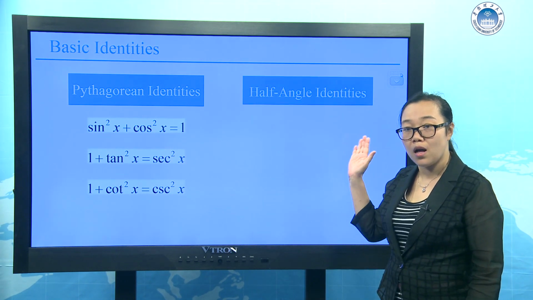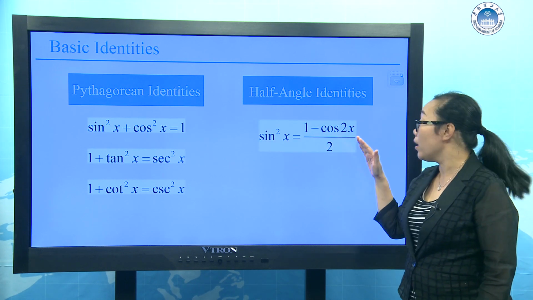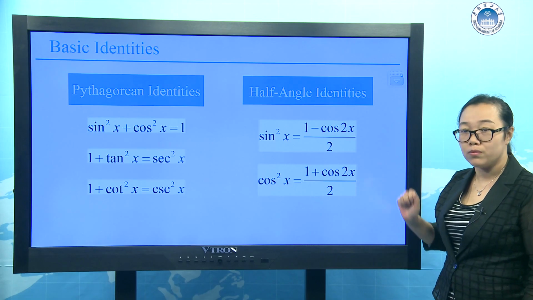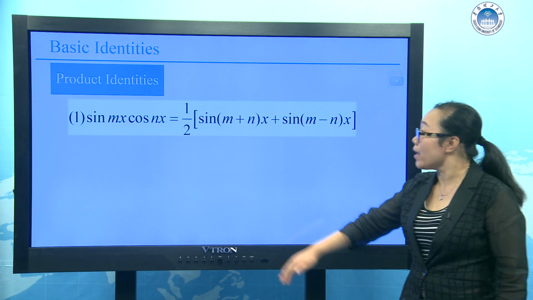Do you remember the half-angle identities? Sin x squared equals 1 minus cosine double x over 2. There are some relationships between sin x squared and cosine double x, meaning double angle, maybe half angle. Cosine x squared equals 1 plus cosine double x over 2. Try to remember. And then we have known the product identities.